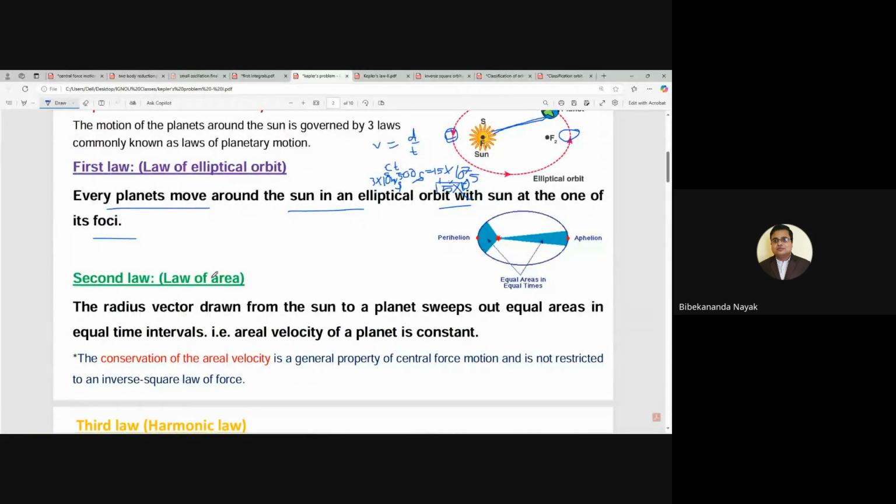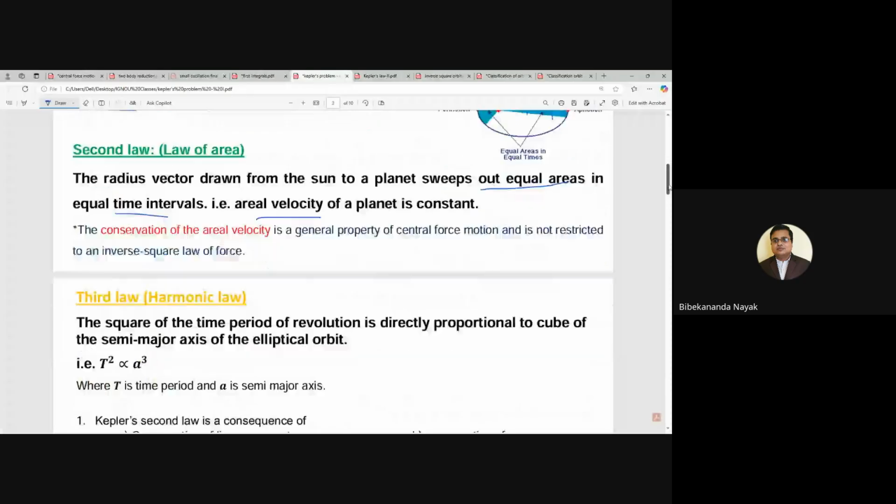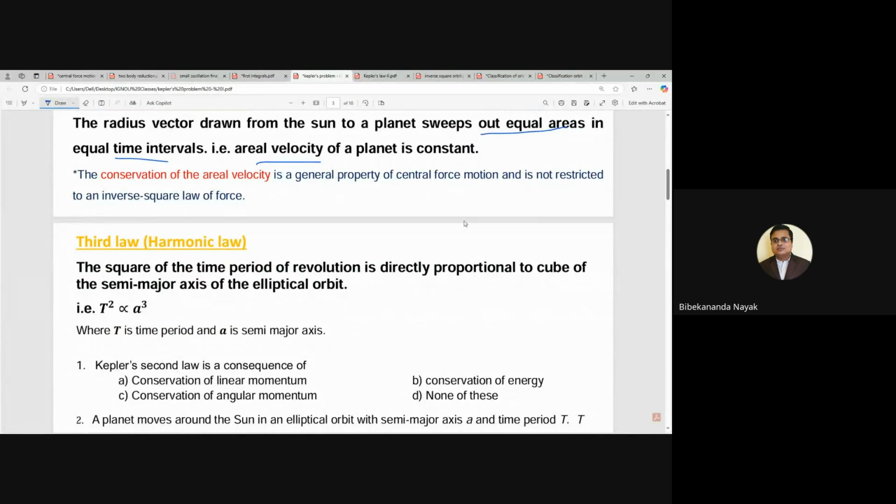Second law is the law of area. The radius vector drawn from the sun to a planet sweeps out equal areas in equal time intervals. So it covers equal area in equal time interval, which is also called the areal velocity of the planet is constant. Third law: the square of the time period of revolution is directly proportional to the cube of the semi-major axis of the elliptical orbit. T squared proportional to a cubed.